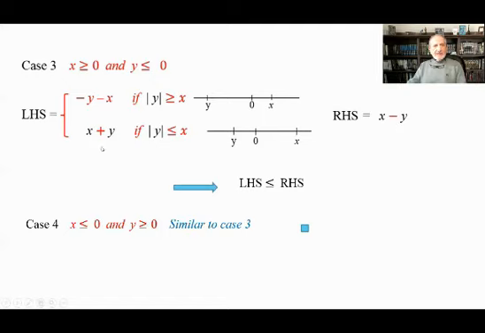And you can see that the left-hand side is less than or equal to the right-hand side. See, this one is negative y, that's negative y. So here you have negative x, here you have x. So this one is smaller than this. Here x is the same as x, and y is negative. So you subtract from x a number, while here you add to x a number. So this will be less than or equal to x minus y. So you really don't need to do case number 4, x less than or equal to 0 and y greater than or equal to 0. This is similar to case number 3. You don't have to do that.